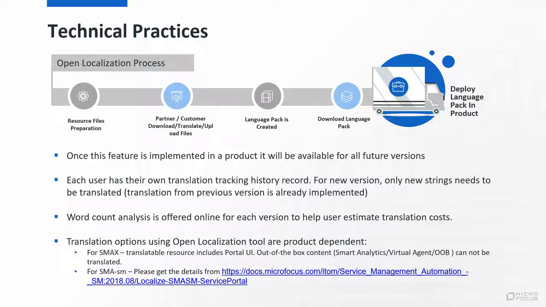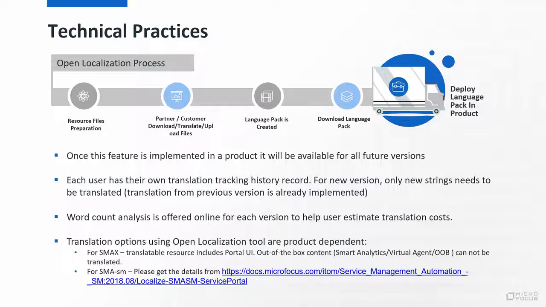the analysis in advance to estimate what is involved, how many new words you are facing, and what's the effort that is involved. Currently, the translation options using open localization are obviously product dependent. So for SMAX, which is the product that we are featuring here, the translatable resources only include the portal. All out-of-the-box content, Smart Analytics, Virtual Agent, OOB cannot be translated with that. For SMA, SM, again, we need to see the details separately.